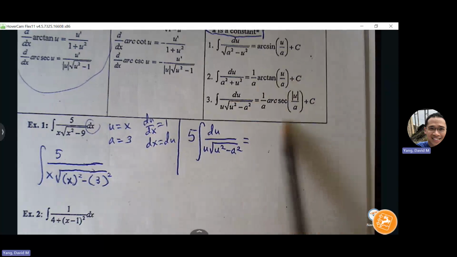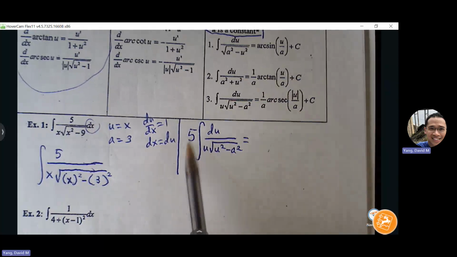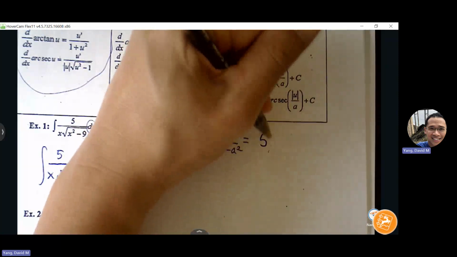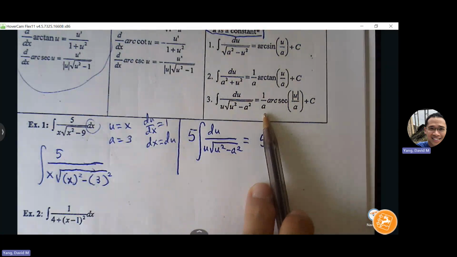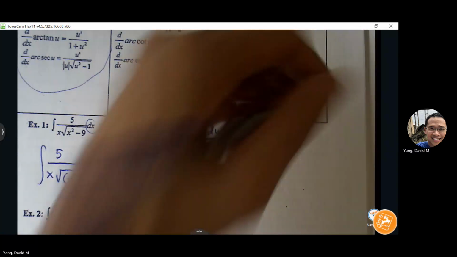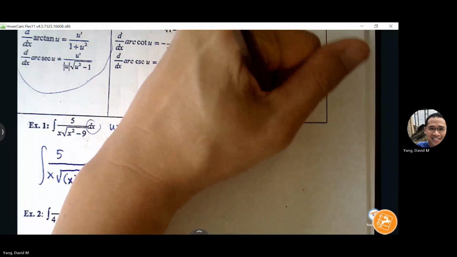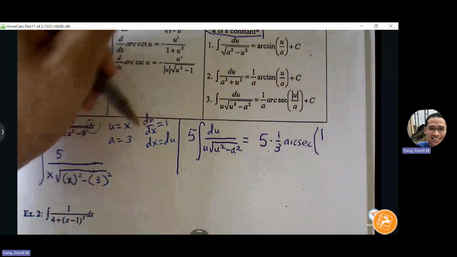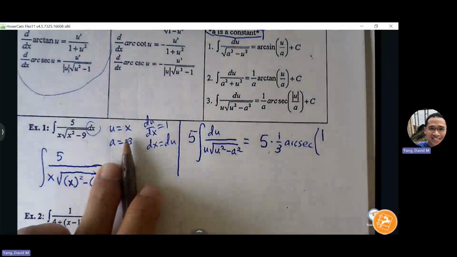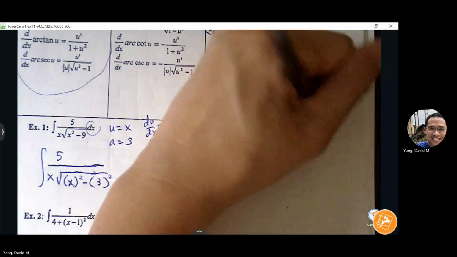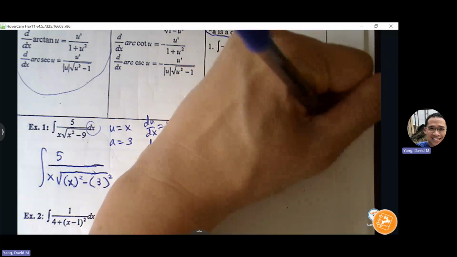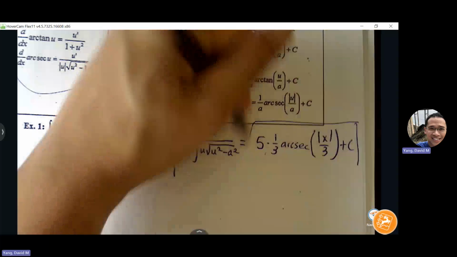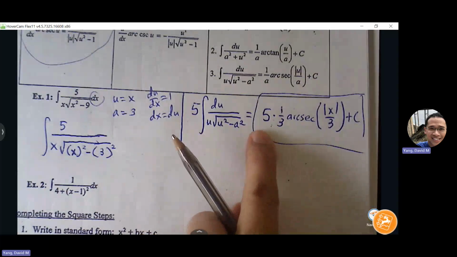So now we can just spell out whatever the problem is asking for. I'm going to start off with the coefficient. That's going to be part of my answer, times 1 over a. What's my a value? Arcsecant, absolute value of u, which is x over 3, plus c. I can make that 5/3 if I want.